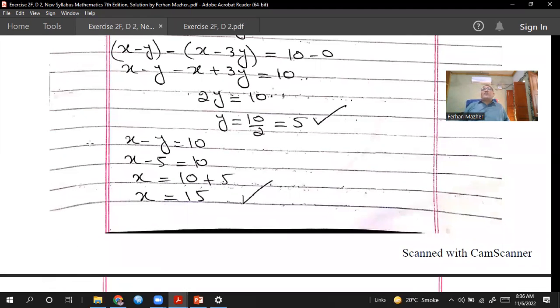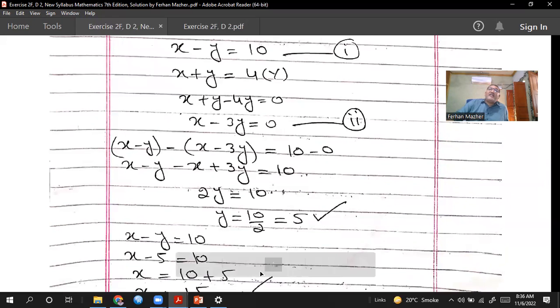So that is x minus y is equal to 10. In the place of y, I will substitute this value, that is 5. So x minus 5 is equal to 10. So x will be equal to 10 plus 5. So x will be equal to 15. So the two numbers are 15 and 5.